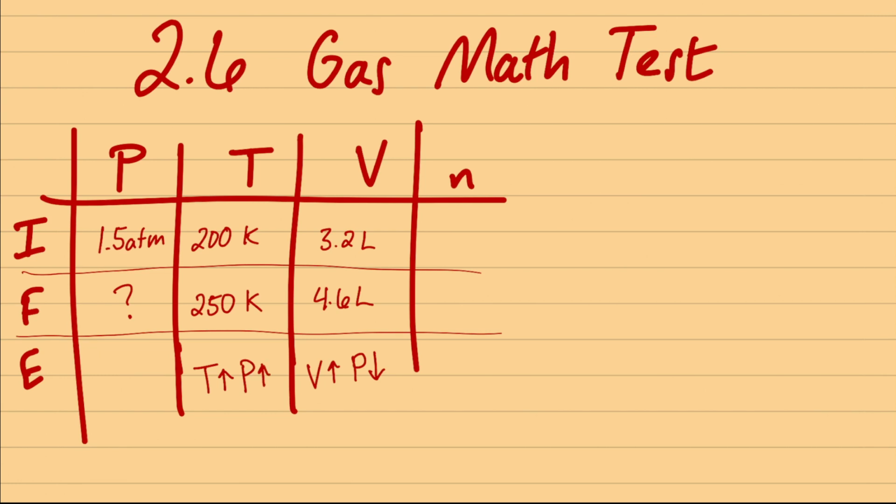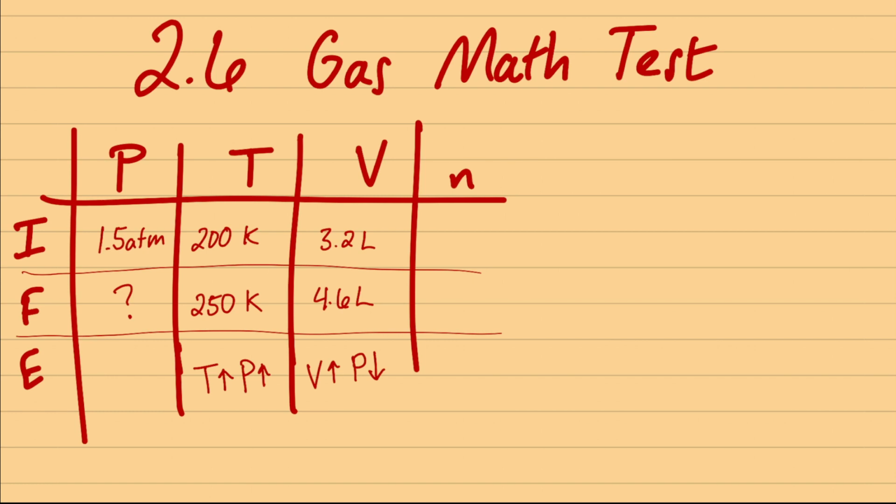So take a look at what's happening here. We have my temperature change predicting an increase in pressure, and my volume change predicting a decrease in pressure. So we don't know which way this is going to go. Is my pressure going to go up? Is my pressure going to go down? We don't really know. The way that we figure it out is we do the math.